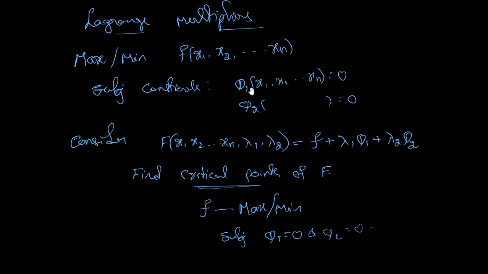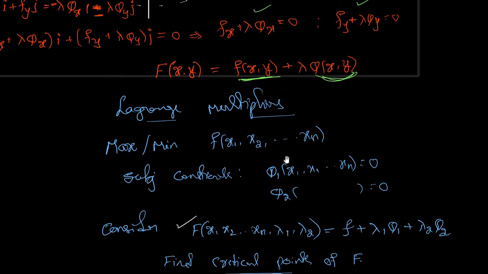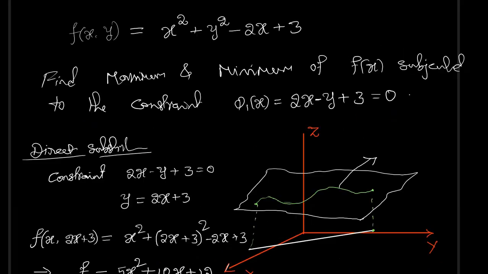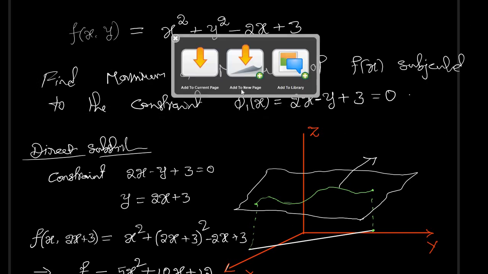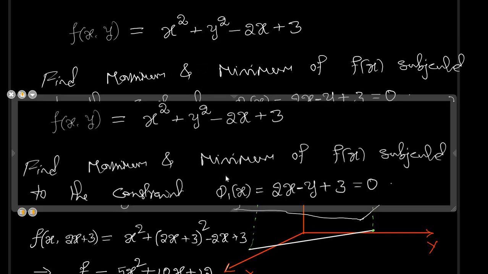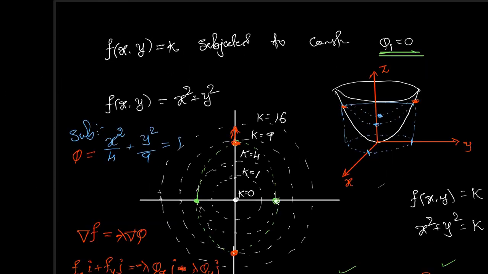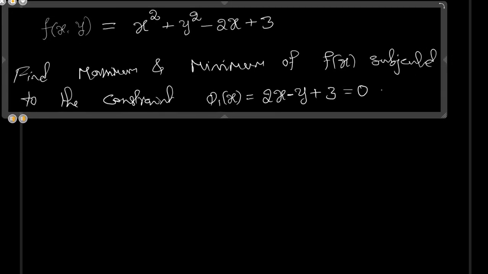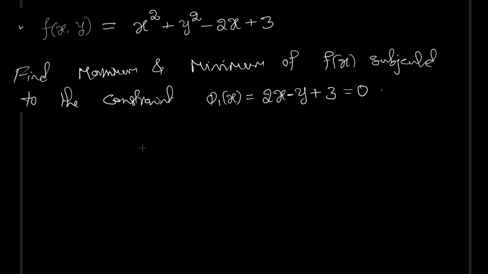Once you know the function and the constraints, then you can construct a new function like this and just find the critical points. Okay, so let us do one thing. Let us try to solve the previous problem using Lagrange multipliers. So what is the previous problem? Let me pick it up. Okay, so this is the problem, right? Here it is very clear what is the function we need to maximize and what is the constraint. So now let us use the Lagrange multipliers method to solve it.